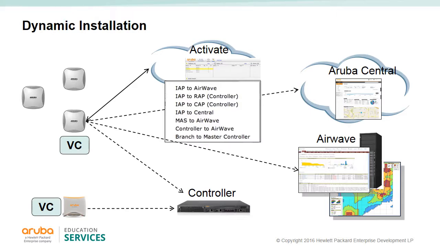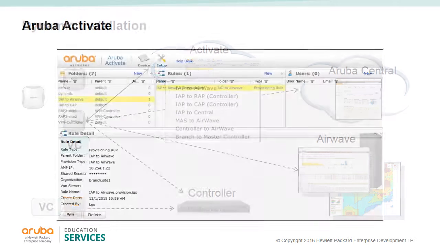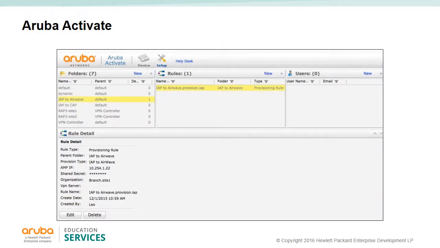You have 2 choices for central management: Airwave or Aruba Central. Aruba Activate is a cloud-based service that helps you deploy Aruba devices and maintain inventory. When your company orders a new access point, that device is automatically added to your inventory in Activate.